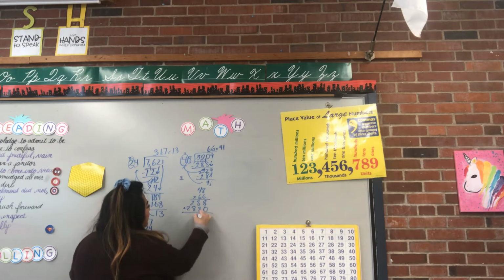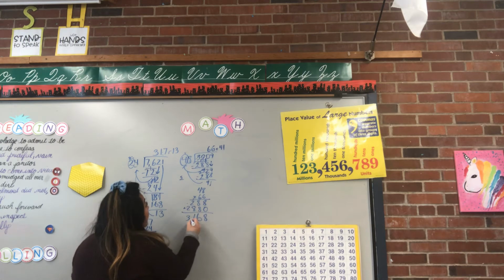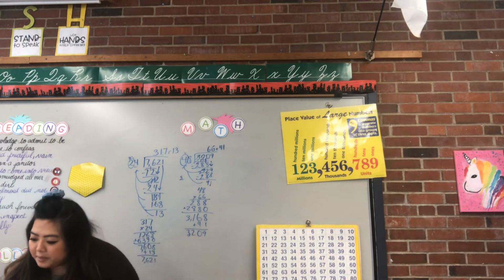See these tricks I do? All right, now you should have 3,168 and add the 41, and then you should have 3,209.